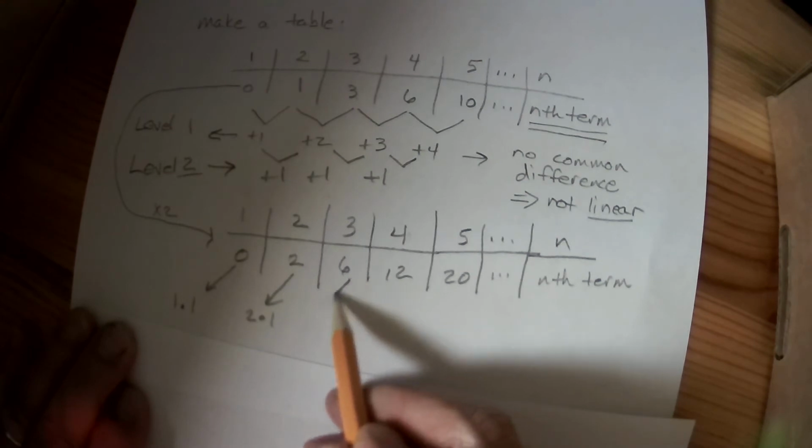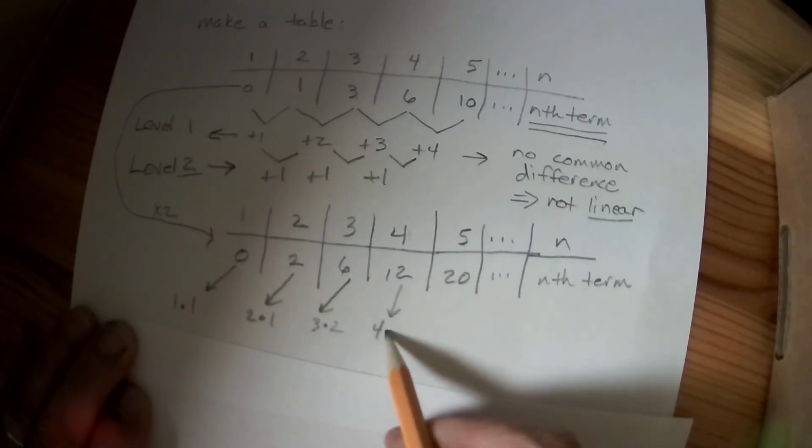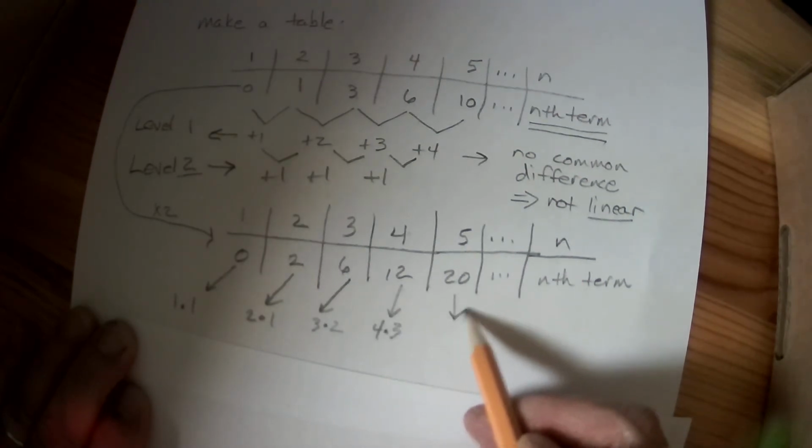All right, so now I can see it. You guys probably can't because you haven't had a lot of practice with this. But I can see a connection between n and its output. This is 1 times 0. 2 is 2 times 1. 6 is 3 times 2. 12 is 4 times 3. And 20 is 5 times 4. Notice that the first number in all of these is my n value.